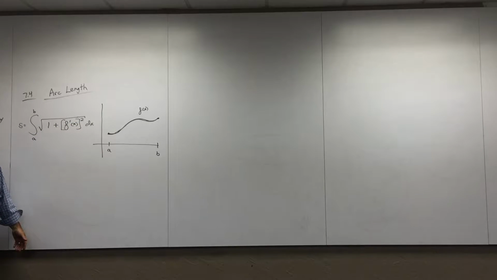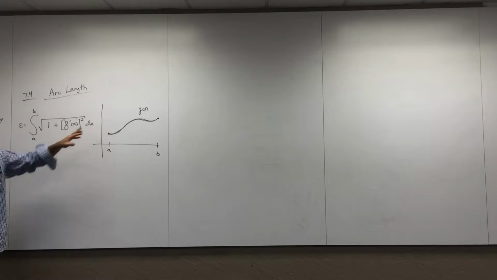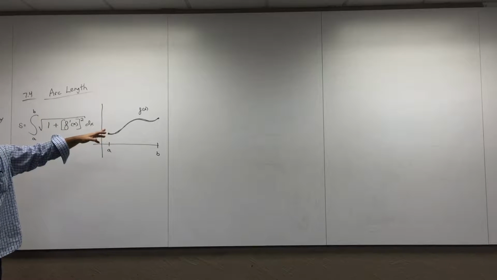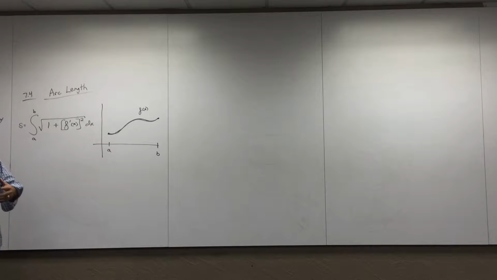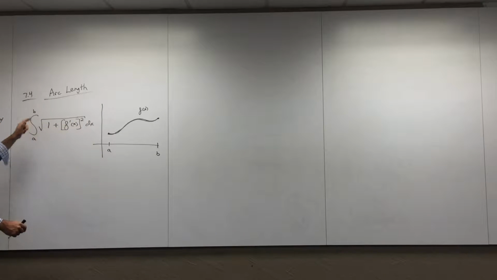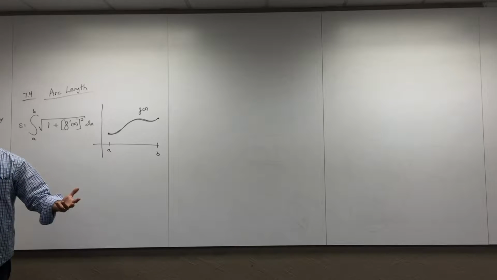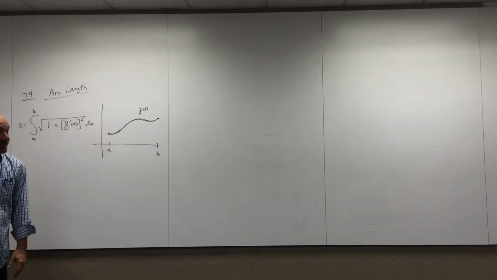Wow. And when you do these problems, this is a nasty integral. It's hard to do. Depending on the function you've got, usually when you take the derivative of the function, square it, add 1 to it, and put it in a square root and try to integrate it, you're in an unintegrable situation. You can't integrate it, maybe.